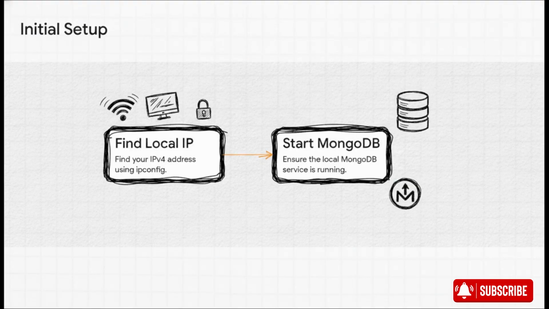And that brings us perfectly to the first couple steps of our 10 steps for MERN setup. Step 1 is exactly what we just did, finding that local IP address. Step 2 is securing your database foundation. You just need to start MongoDB locally or just ensure that the service is actually running in the background.